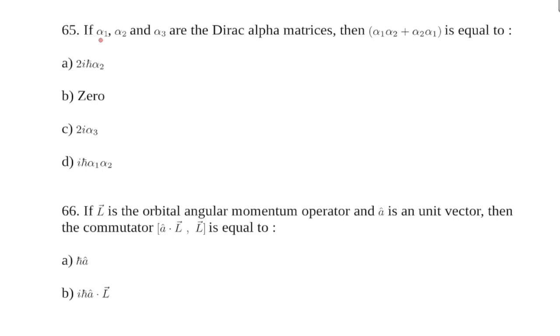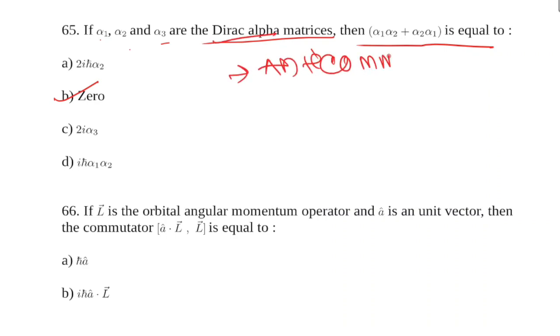Next, 65. If alpha 1, alpha 2 and alpha 3 are the Dirac alpha matrices, then alpha 1 alpha 2 plus alpha 2 alpha 1 is equal to 0, because you should remember these Dirac alpha matrices anti-commute. Okay, so this value will be 0.